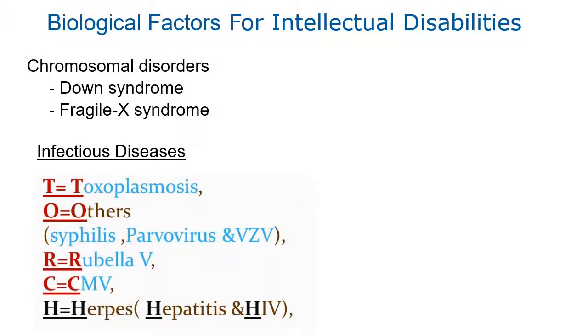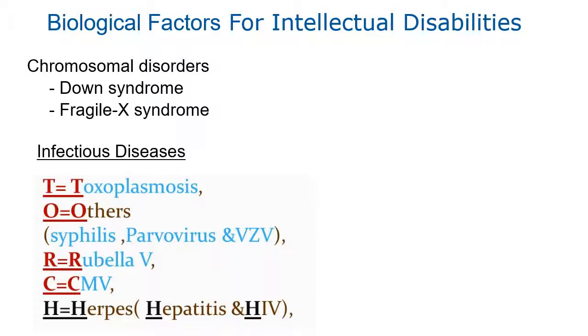Now there are 2 large categories that can lead to intellectual disability that are biologic in nature. First you have chromosomal, and then you have infectious. Now chromosomal causes are Down syndrome, also known as trisomy 21. Then you also have Fragile X syndrome, which is caused by a mutation on the chromosome 10, which both lead to intellectual disability. Whereas infectious causes are mainly due to TORCH infection, and those include toxoplasmosis.